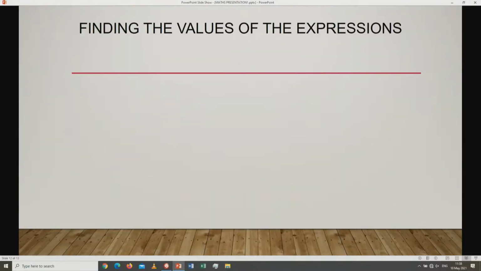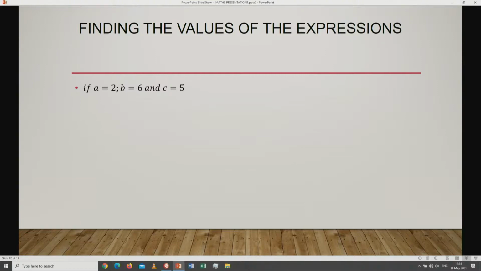Right. So guys, last but not least, let us focus on this one. Now we are going to find the values of the expressions. The expressions will be given to us. We'll no longer be writing our expressions. We'll no longer be identifying variables because we've already done that. Now what we need to do is to find the values of the expression.